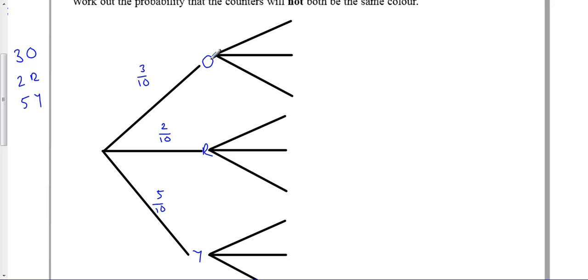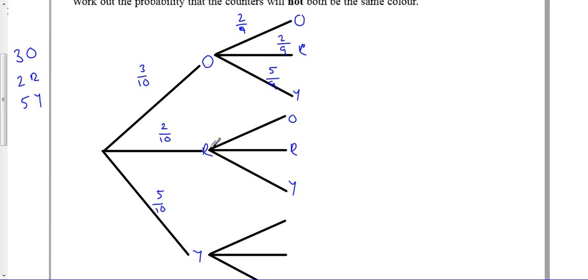And I've picked an orange, so the chance of picking a second orange is, well, there's only 9 in the bag now, and there's 1 less orange. There's still 2 red, but there's only 9 left overall. There's still 5 yellow, and there's only 9 overall in total. So red, yellow, orange, red, yellow.